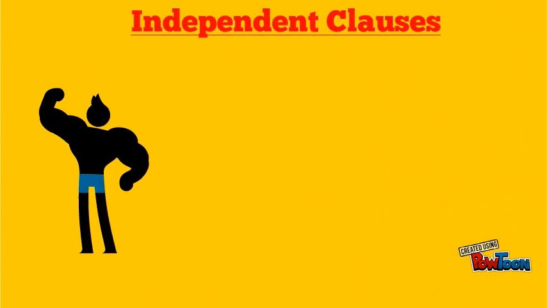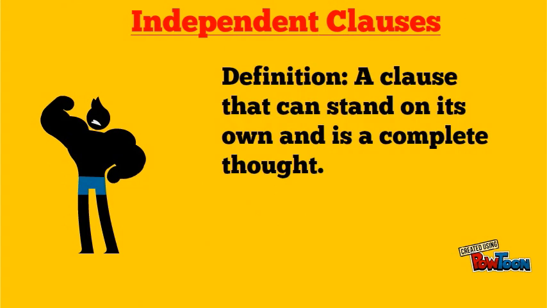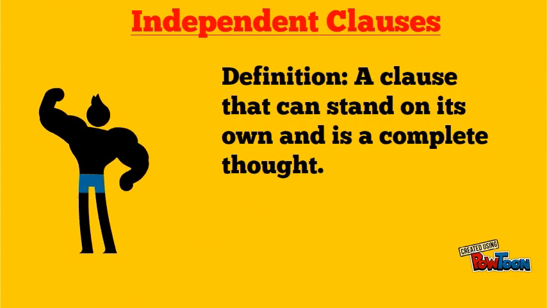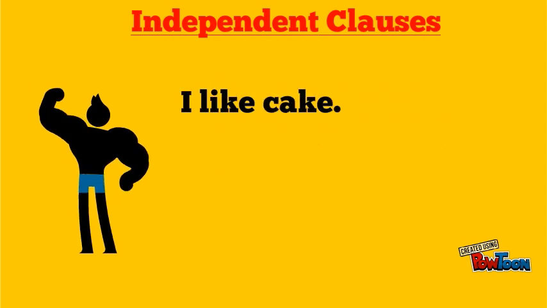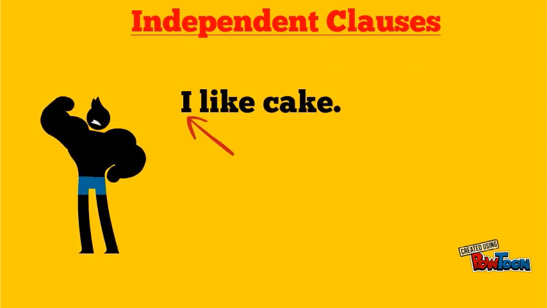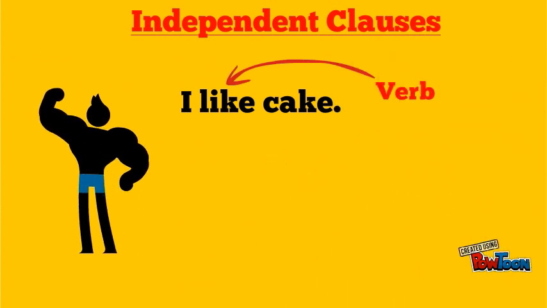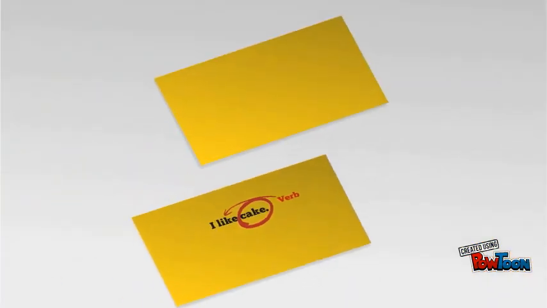Let me explain. An independent clause is a sentence that can stand on its own and it has a complete thought. For example, I like cake. In this sentence, you have a subject, you also have a verb, and then you even have a direct object.